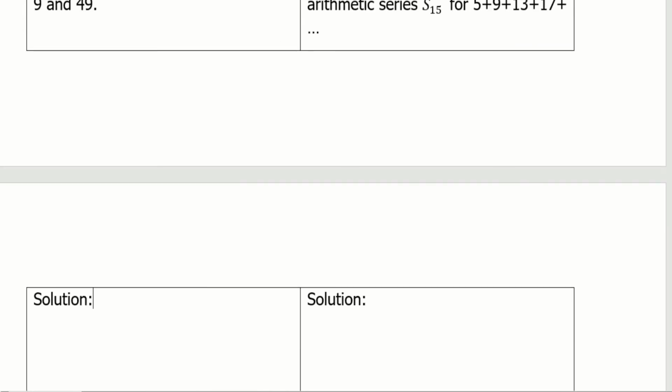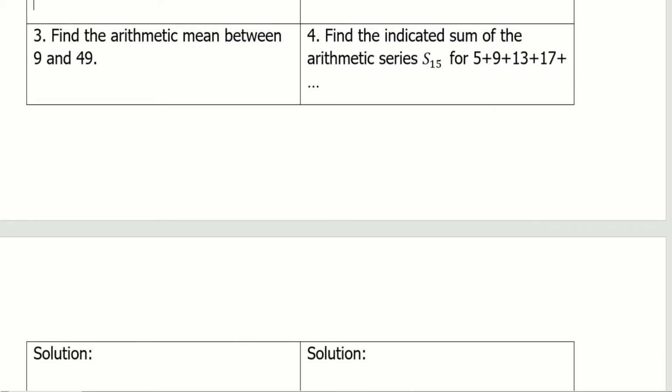So as with number 3 with the given problem. Find the arithmetic mean between 9 and 49. Number 4, find the indicated sum of the arithmetic series whose S sub 15 for 5 plus 9 plus 13 plus 17 and so on and so forth.